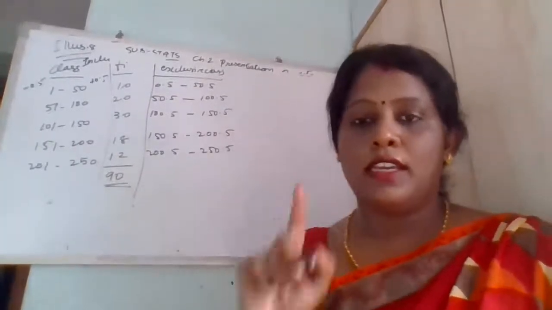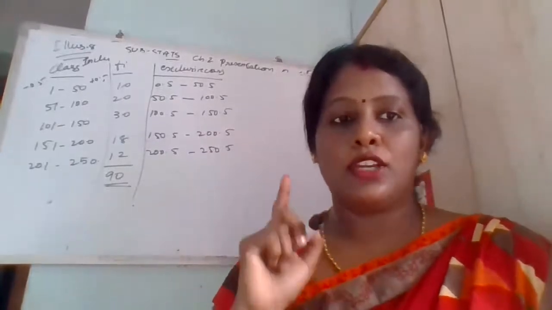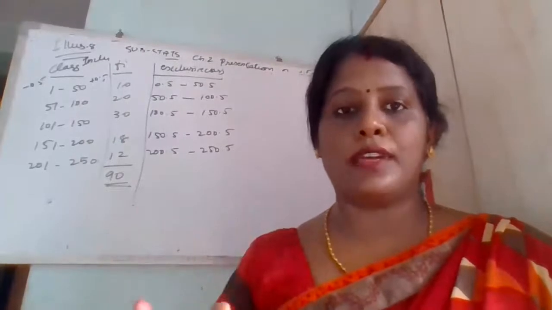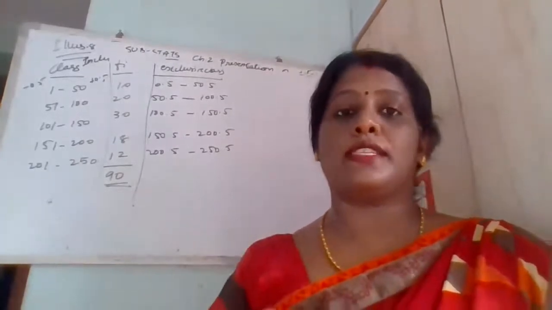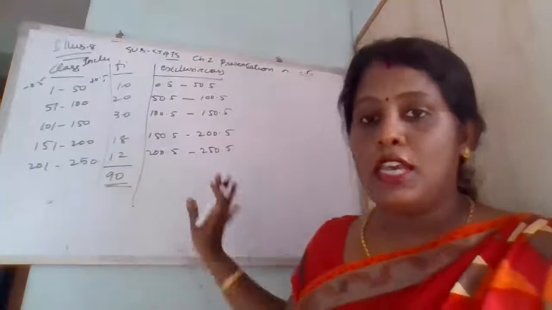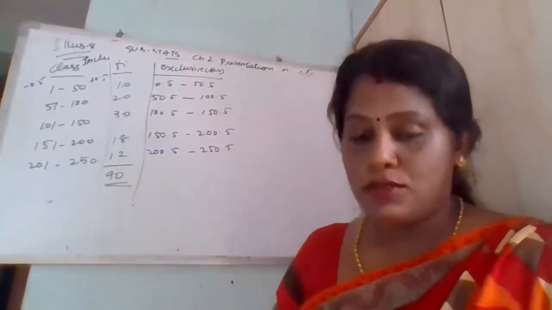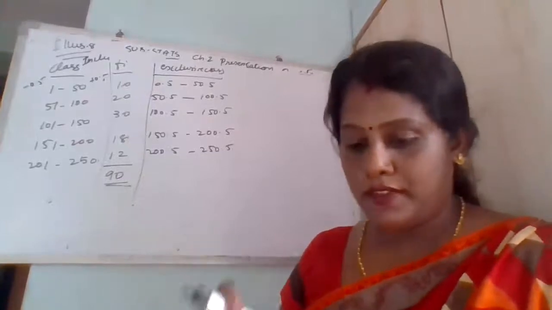So the first thing is you have to convert your inclusive class into exclusive class. After that only can you find less than type cumulative frequency and more than type cumulative frequency. So this we found, right? Now our topic comes to less than type cumulative frequency, right?